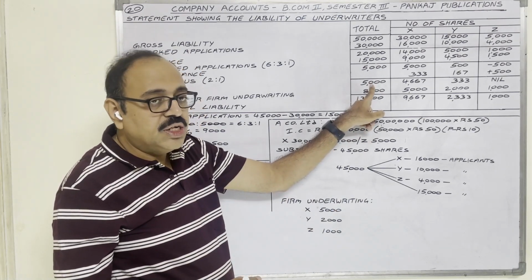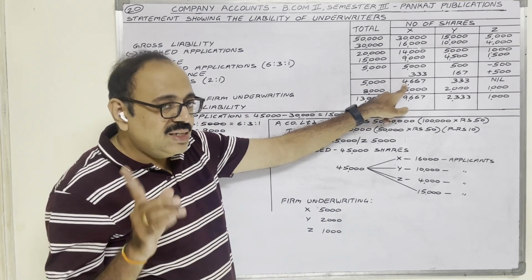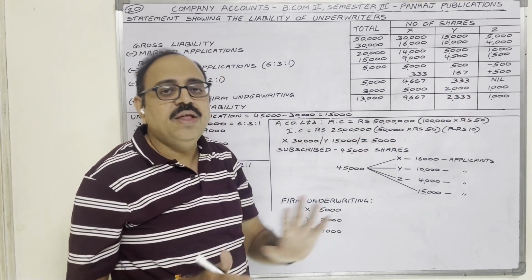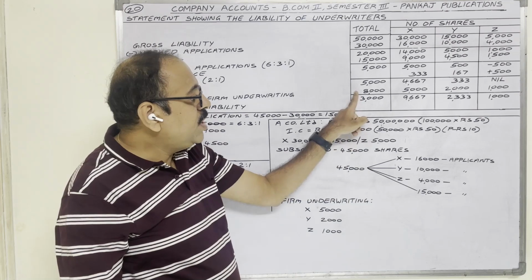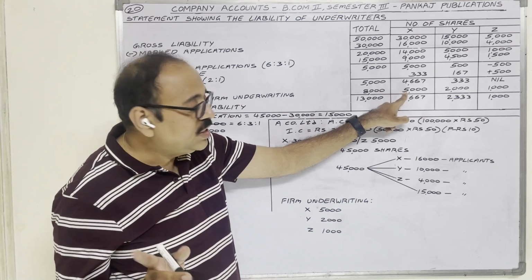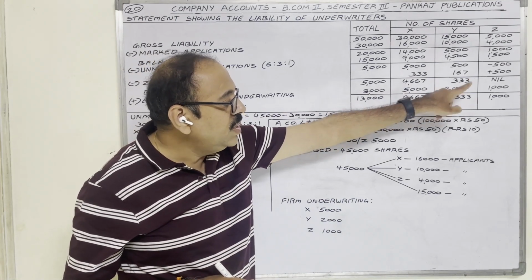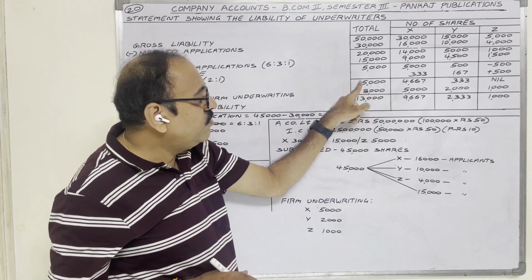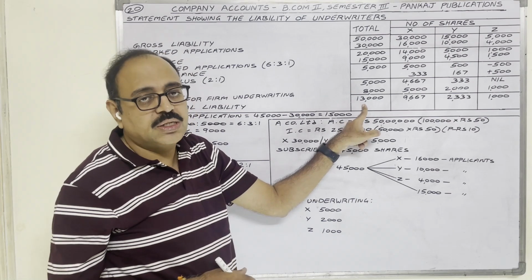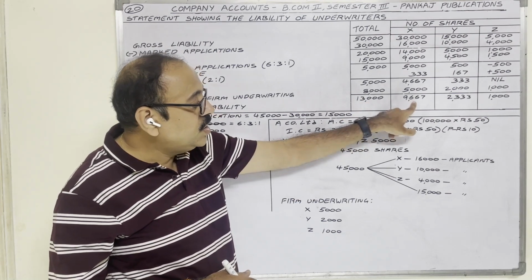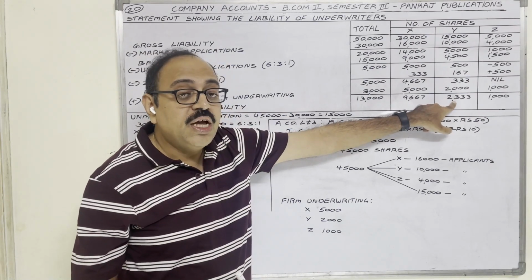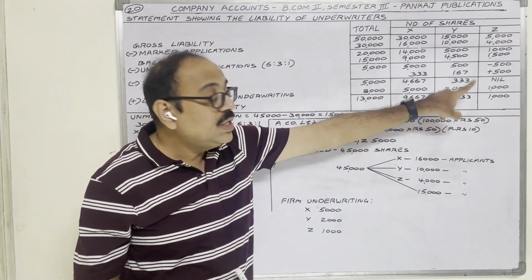In these 5,000 shares, X has to buy 4,667 shares and Y has to buy 333 shares. Z need not buy anything, plus firm underwriting shares, total 8,000. In that, X has to buy 5,000 compulsorily, Y 2,000, Z 1,000. So if we add this 8,000 to 5,000, then finally the underwriters have to buy 13,000 shares. In these 13,000 shares, 9,667 shares X should buy, 2,333 shares Y should buy, and 1,000 shares Z should buy.